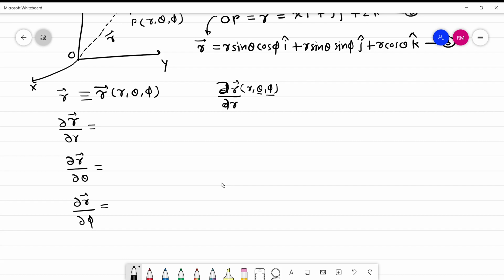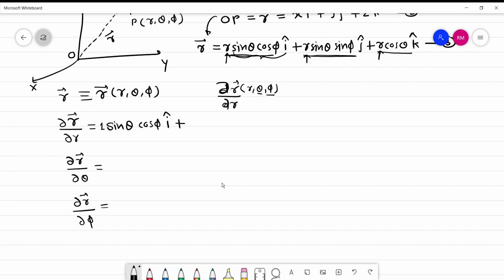Here you can see, if you start taking the derivative of this first term, the remaining part is not a function of r, so I can say it is independent of r. Second thing, here you can see there is r. So if I take the derivative, the derivative of r is 1, so I can write it like this, 1, and then sine theta cos phi i cap will be treated as a constant.